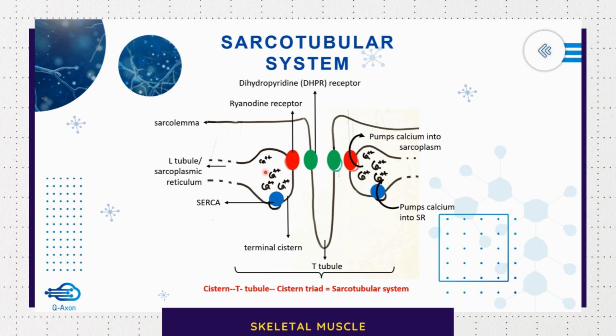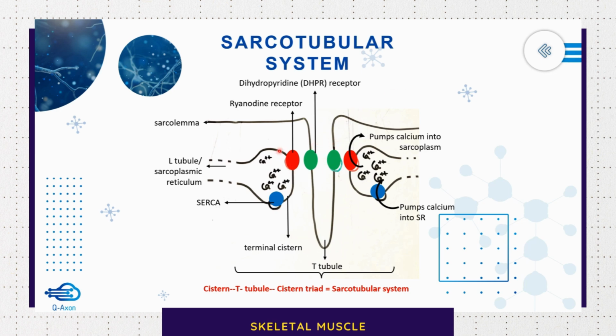Now there are two important receptors involved here. One is called the DHP receptor or the dihydropyridine receptor. This is present on the T-tubule. The other is called the ryanodine receptor and is present on the terminal cistern. Now both are calcium channels, but the ryanodine receptor is an intracellular calcium release channel and the DHP receptor is a voltage gated calcium channel.